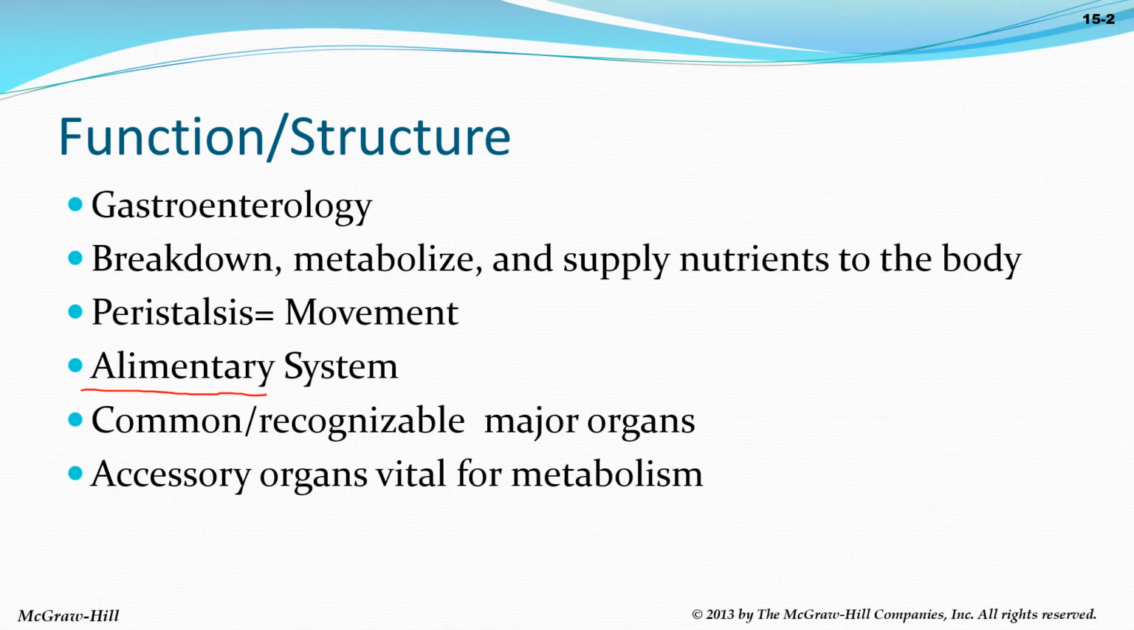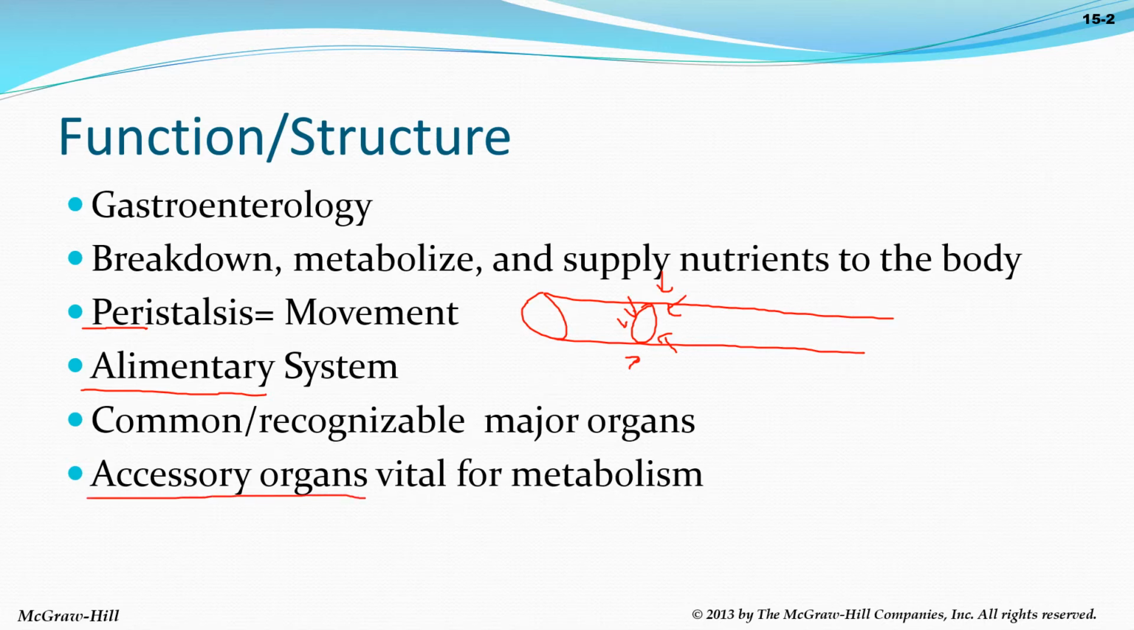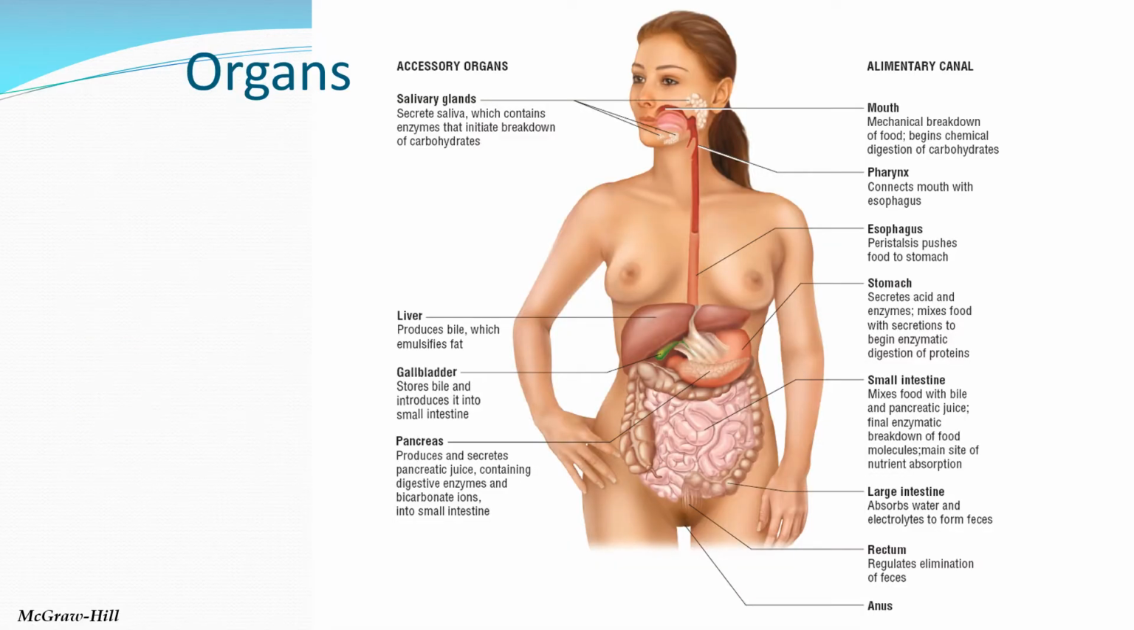Movement through the GI tract is by peristalsis. Peri means around. Since it's a tube, the contraction is in a circular motion all around the tube. Then we'll talk about the accessory organs like the liver and the pancreas. Here are lists of the tube and the accessory organs. If it's not part of the tube from mouth to anus, then it's an accessory organ. Let's go over those.